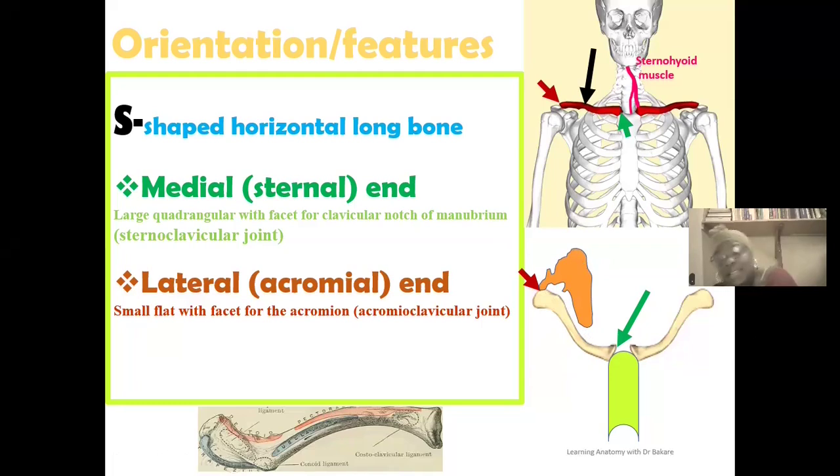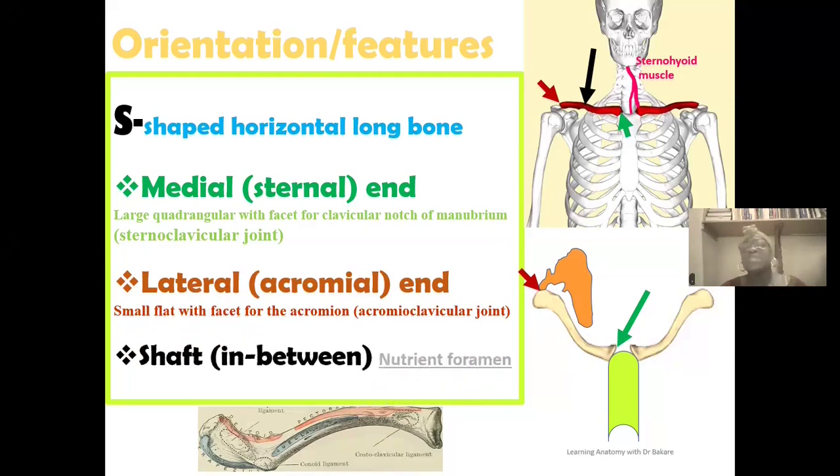We have the sternal end and we have the acromial end. This sternal end is the medial end, while the acromial end is the lateral end. And in between these 2 ends, we have the shaft or the body. The shaft or the body is seen to be narrowed here in this lower image.